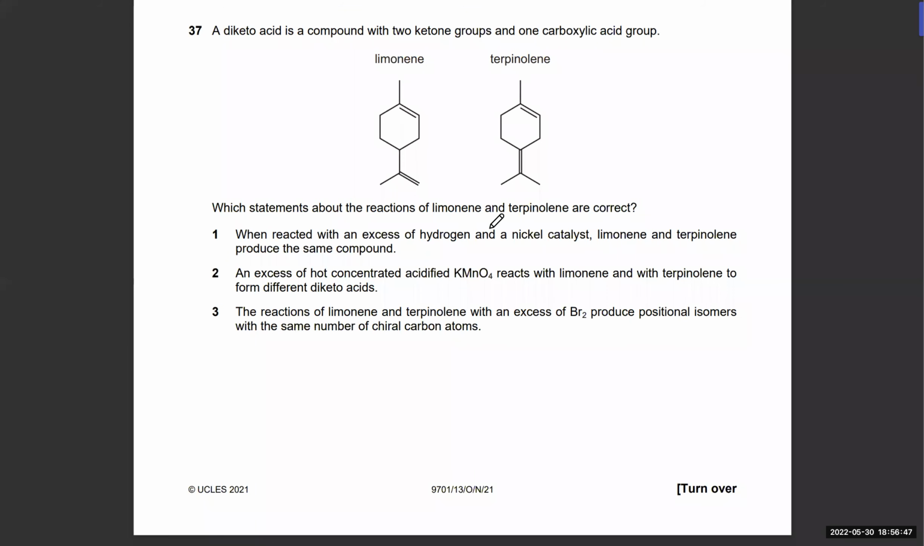When reacted with an excess of hydrogen and a nickel catalyst, both of them produce the same compound. Is that true? This is hydrogenation. You're adding hydrogen to it. Will these two produce the same compounds? Yes, because the double bonds will go away. You'll have hydrogens getting added over here, hydrogens getting added over here. So all the double bonds would go away, and the molecules would look exactly the same without the double bonds. So the first statement is correct.